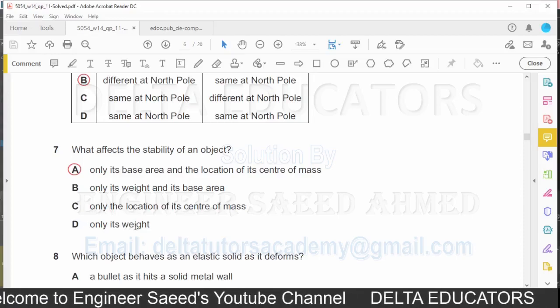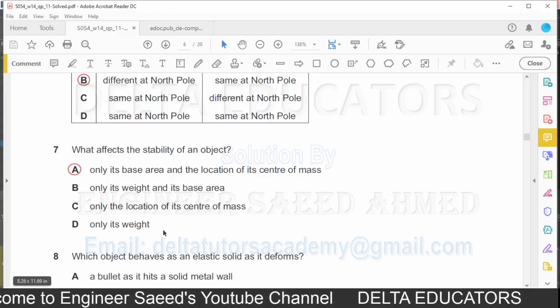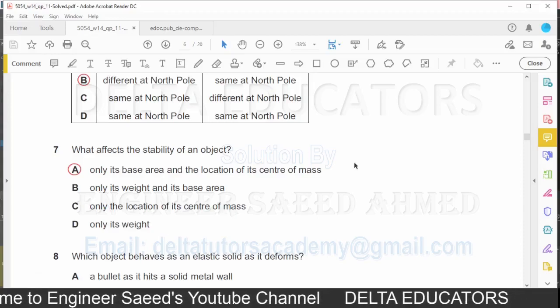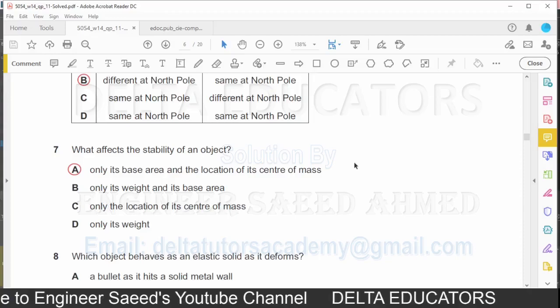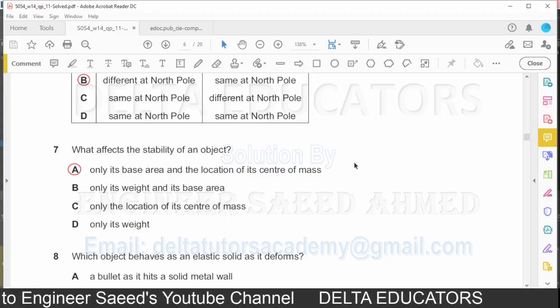Option D, only its weight. Stability does not depend on weight, so option D is incorrect. Our correct option is option A, only its base area and the location of the center of mass.